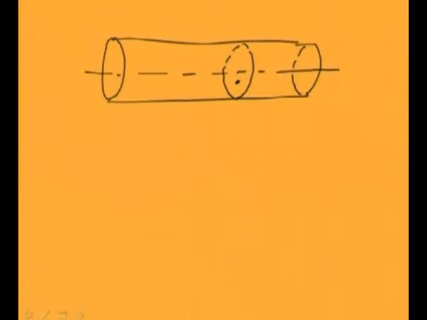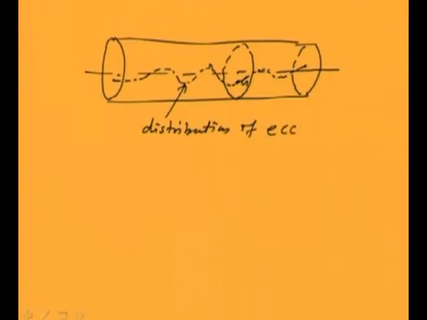Here the center of gravity is offset by some amount, and as we move in the axial direction, it may change because of material non-homogeneity or other reasons. So this is the distribution of eccentricity. Now this is a function of the axial position.